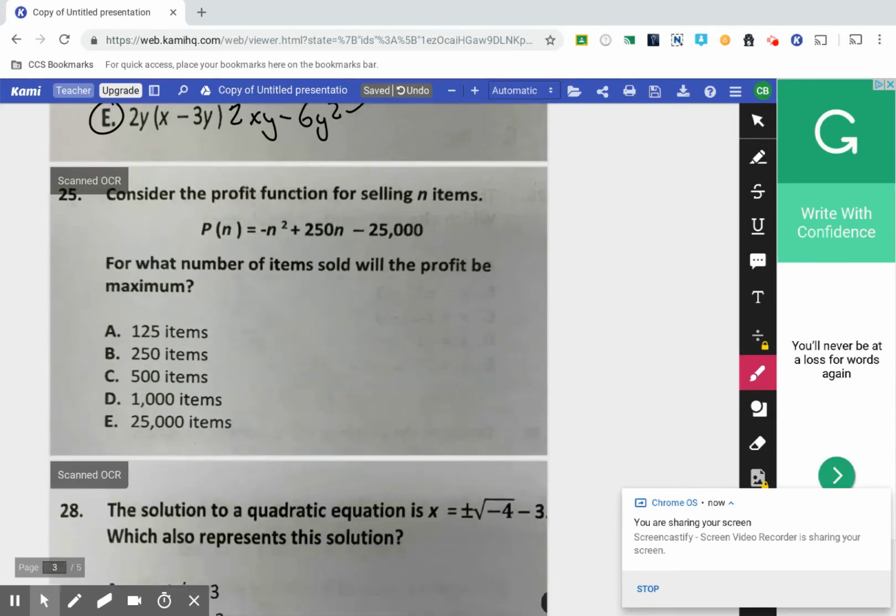All right, 25 says, consider the profit function for selling n items. We see P of n equals negative n squared plus 250n minus 25,000. Question is, for what number of items sold will the profit be at its maximum? Keyword right there. So 2 things you should put together. We have a quadratic function because of the exponent of 2. We're looking for a maximum. All right, so if I think about a picture, it would look like this because the a value is negative. Maximum points up at the top.